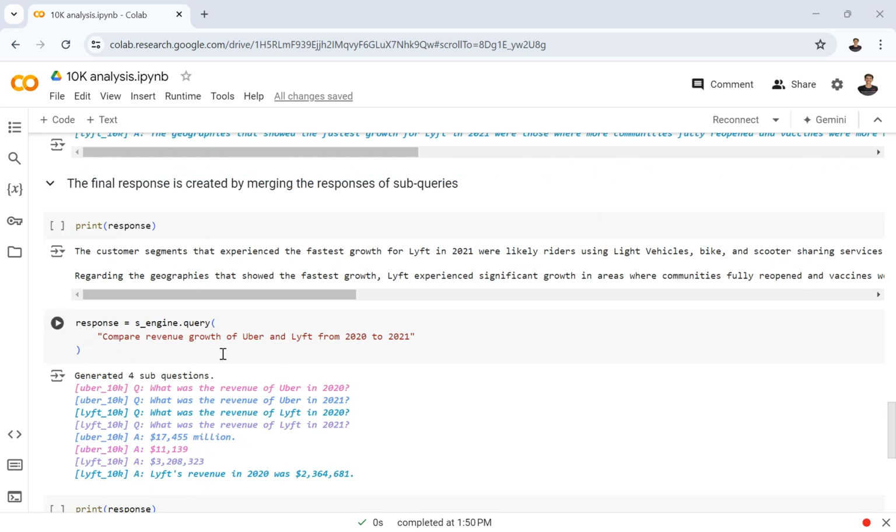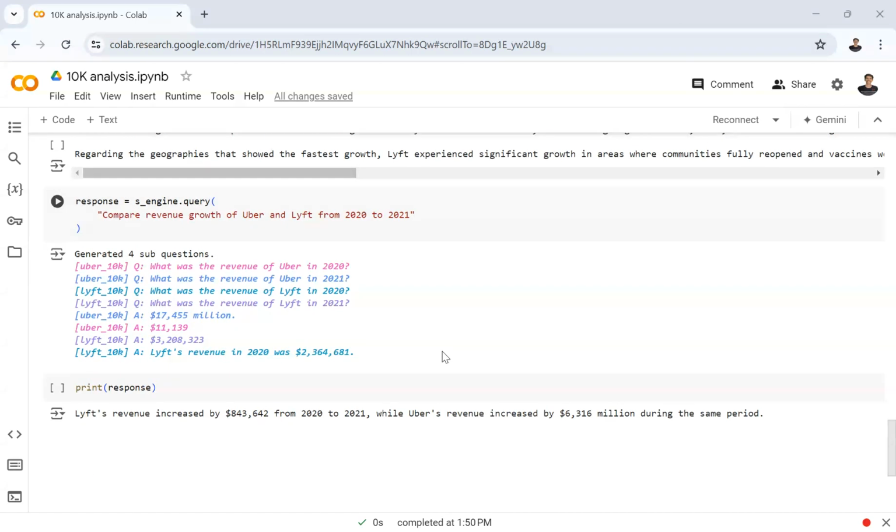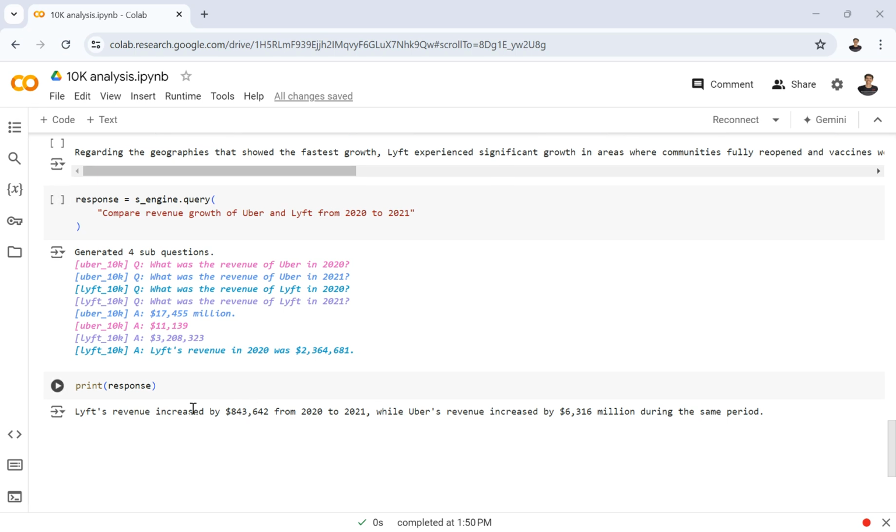The next question is: compare revenue growth of Uber and Lyft from 2020 to 2021. This main query is broken down into four questions which are asked to the data source. We get the values which are retrieved from the data source, and the final answer shows it. Lyft's revenue increased by this value and Uber's revenue increased by this value during the same period.